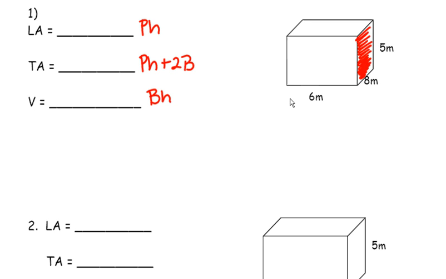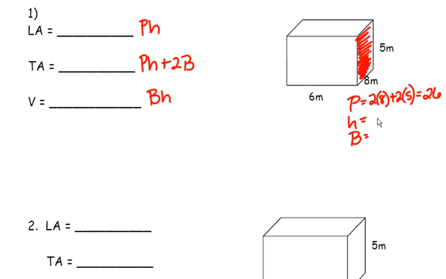All right, so let's find all these pieces that we need. We need P, and we need H, and we need B. Well, P is the perimeter of the base. If this red area is the base, then I do 2 times 8 plus 2 times 5 because it's a rectangle. So that's 16 plus 10, so that is 26.